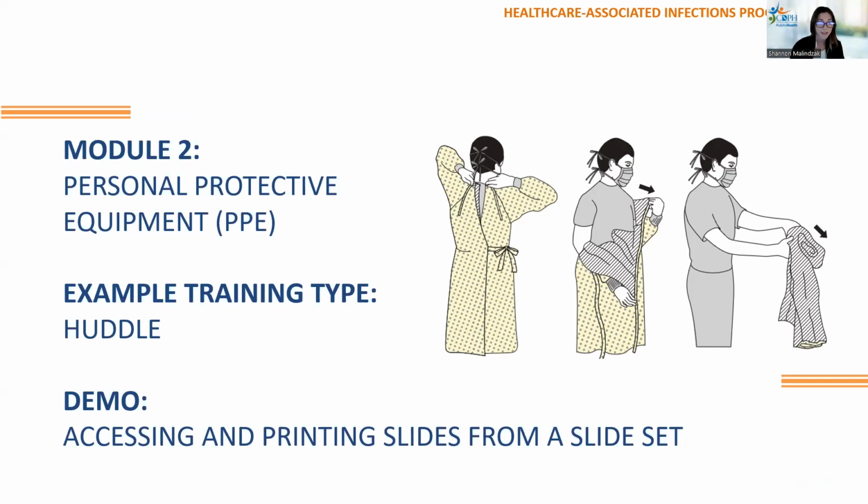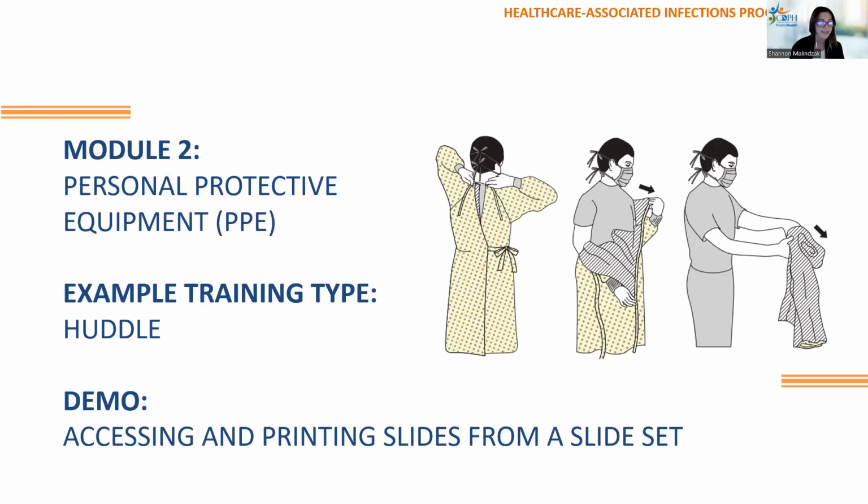Maybe you notice that your staff would benefit from a quick huddle review on how to properly don and doff PPE. To do this, we'll highlight slides from Module 2, which reviews correct PPE use and proper methods to don and doff PPE. Again, the full set of curriculum slides is longer, but during a huddle, you can use just a few slides if you only have a few minutes to train.